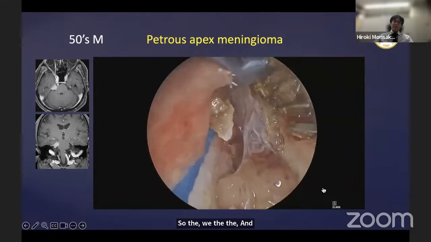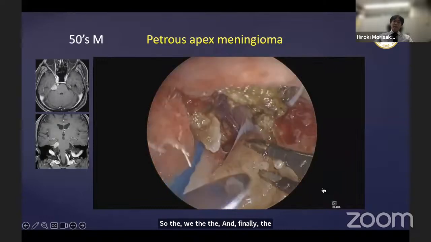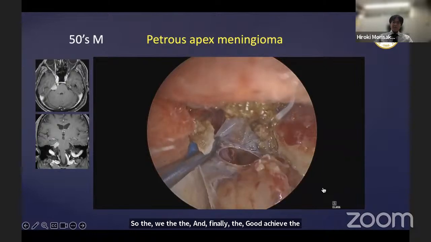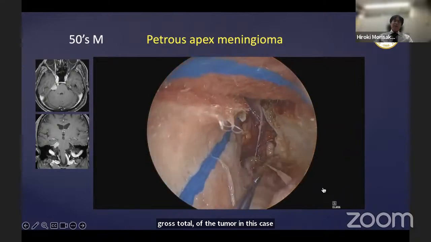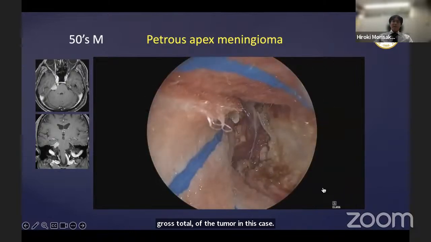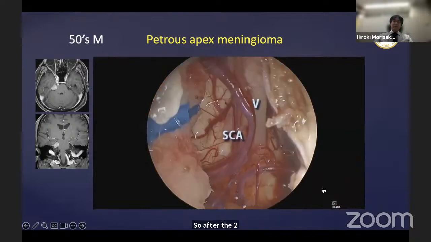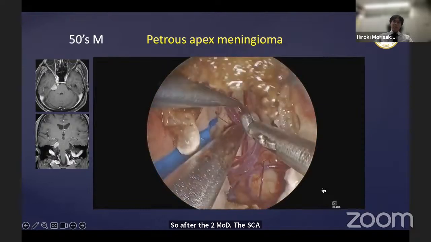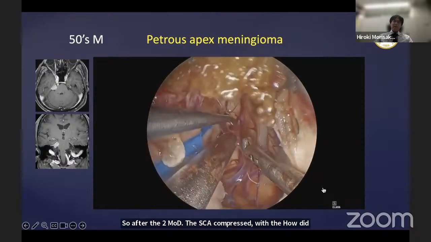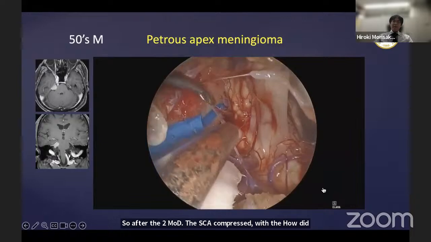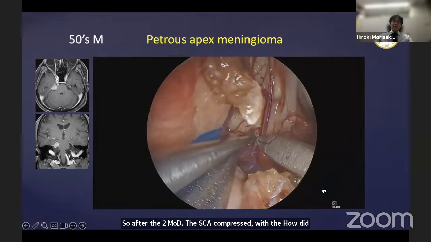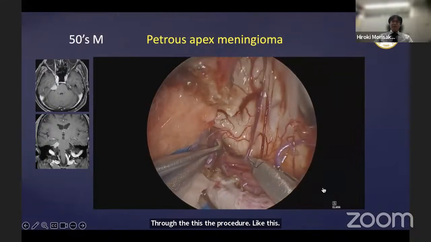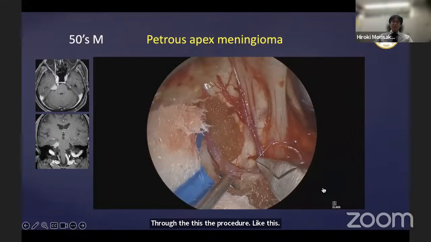And finally, we could achieve gross total removal of the tumor in this case. So after the tumor removal, the SCA compressed the trigeminal nerve. So we added transposition of the SCA through the procedure like this. And the transposition of the SCA was achieved.